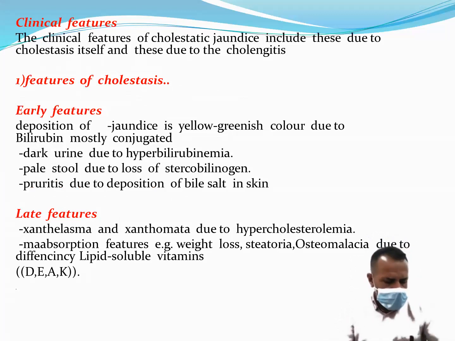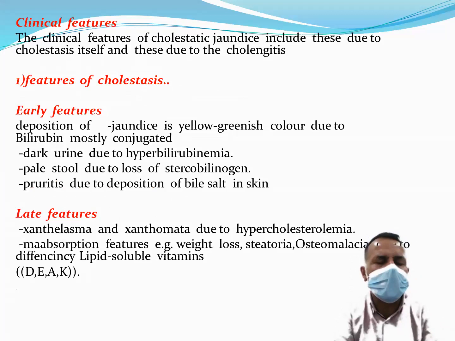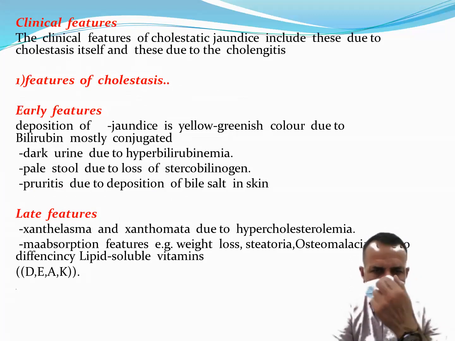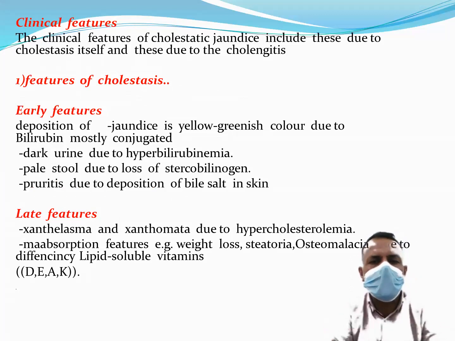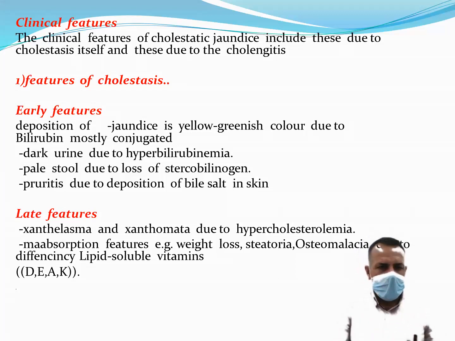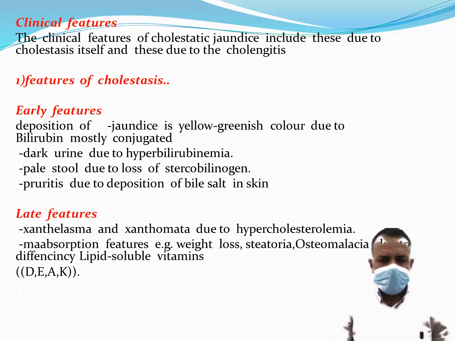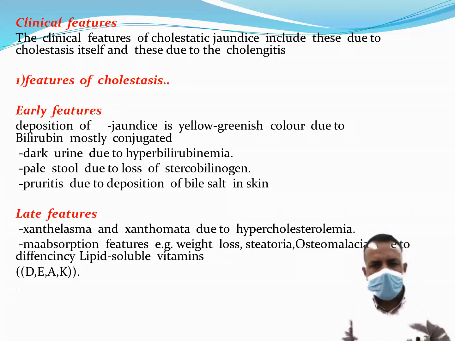What are the clinical features of obstructive jaundice? The clinical features of cholestatic or obstructive jaundice are due to cholestasis itself or due to cholangitis. Either due to cholestasis, from the obstruction per se, or due to inflammation of the biliary system called cholangitis. So first, the features of cholestasis. Features of cholestasis are divided according to time, either early features or late features.